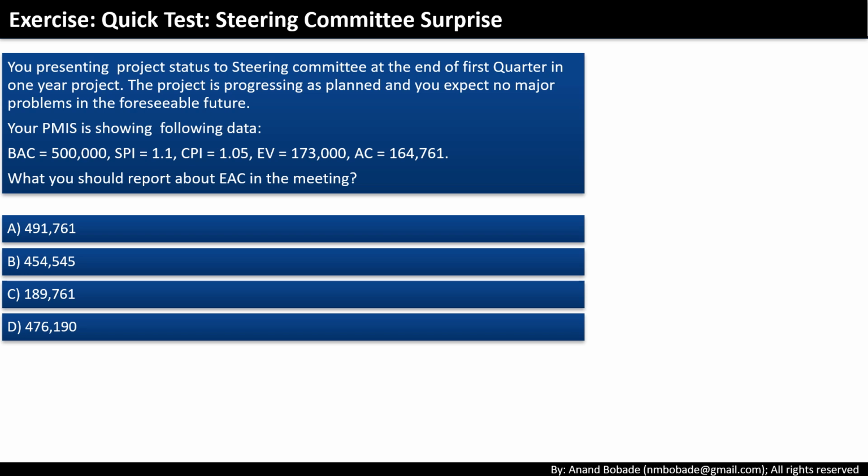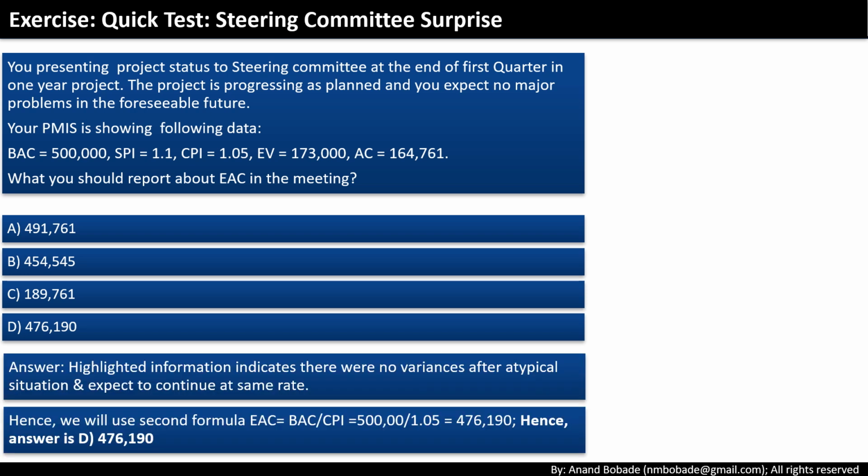Since it says progressing as planned, no major problems expected, that means use BAC upon CPI. So EAC equals 500,000 divided by 1.05, approximately 476,190. Answer is D. Remember, keywords like no major problems equals BAC upon CPI.